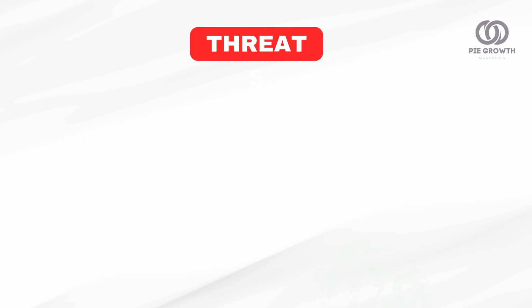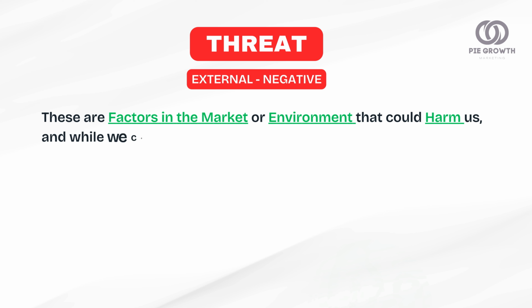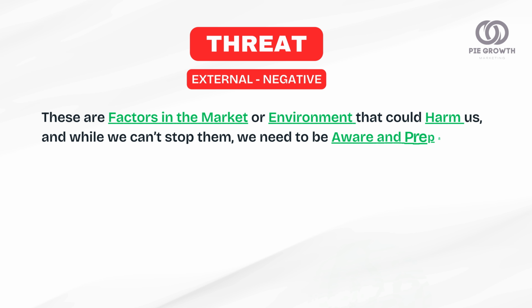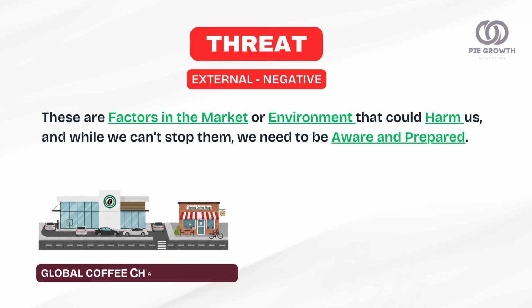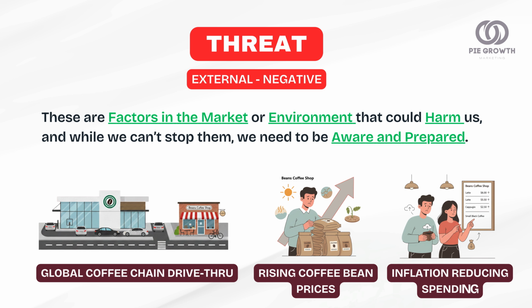Finally, we look at threats, which are external and negative. These are factors in the market or environment that could harm us, and while we can't stop them, we need to be aware and prepared. So, the threats we might have to face are: 1. A massive global coffee chain is opening a drive-thru across the street. 2. The price of imported coffee beans is rising due to climate change. 3. Inflation is causing customers to spend less on luxuries like lattes.